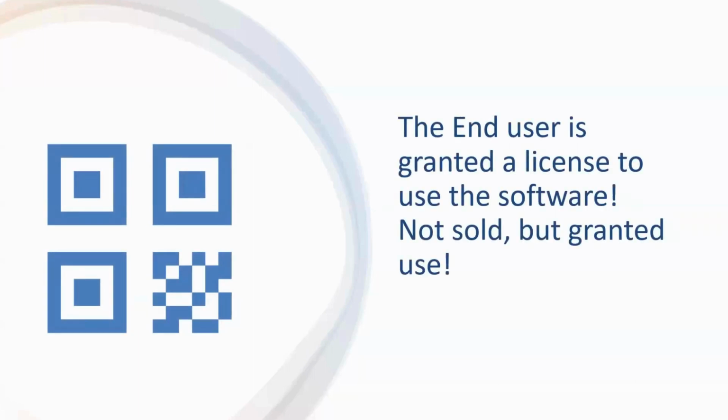So the end user, the retail person who's bought this estate plan, is the end user. And the end user is granted a license to use the software. They're not sold the software, they're granted the use of the software. And that's different. They're buying an estate plan, but they're being granted the use of the software for their estate plan. It's a pretty big difference, isn't it?